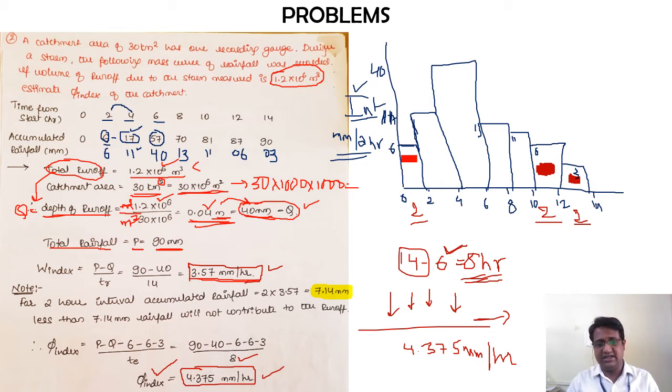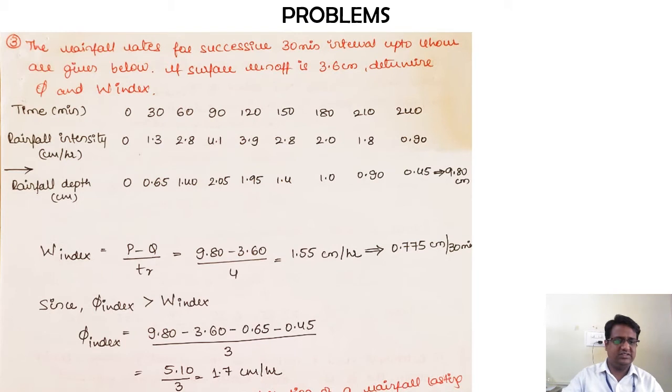Okay, so this is the second problem that we have solved for the phi and W index. Now similarly, we'll go for the next problem. This is the third problem on module 2. Again, I'll read out this question. The rainfall rates for successive 30 minute intervals up to 4 hours are given below. If surface runoff is 3.6 centimeters, determine phi and W index.